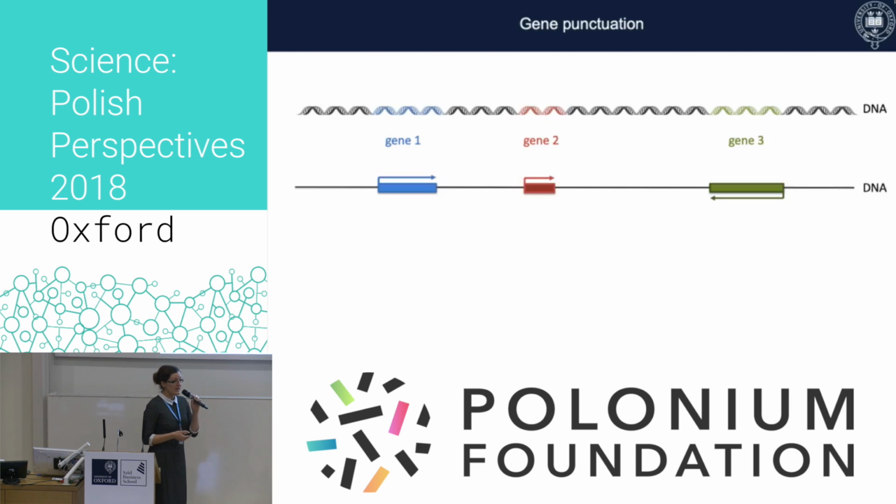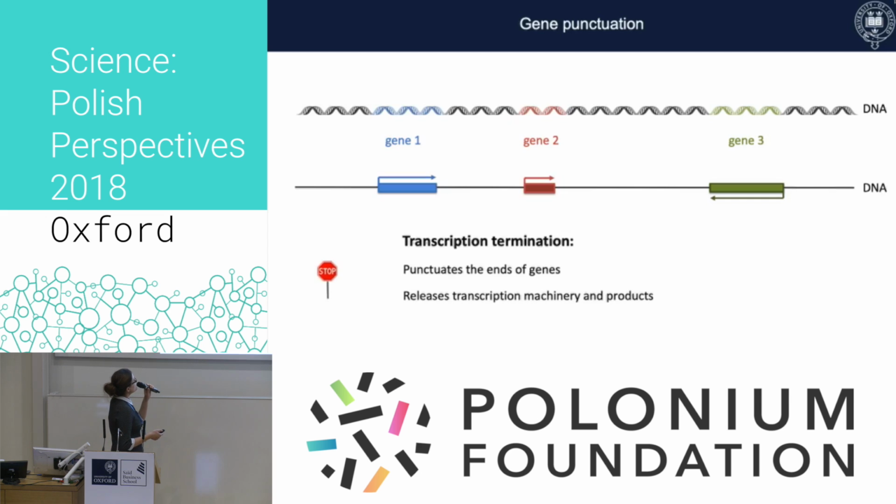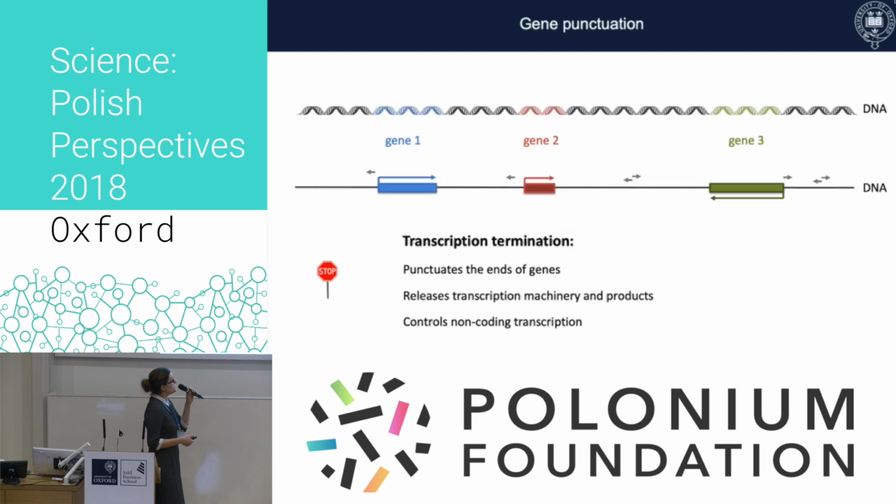However, we know way less about how to stop reading a gene. So this process, called transcription termination, is important because it punctuates the ends of the genes, and it is also really important to release both the transcription machinery and the products. But also, in recent years, we realized that the non-genic material, the non-coding parts of the genome, are also very heavily transcribed. So it's also very important to control this non-coding transcription.